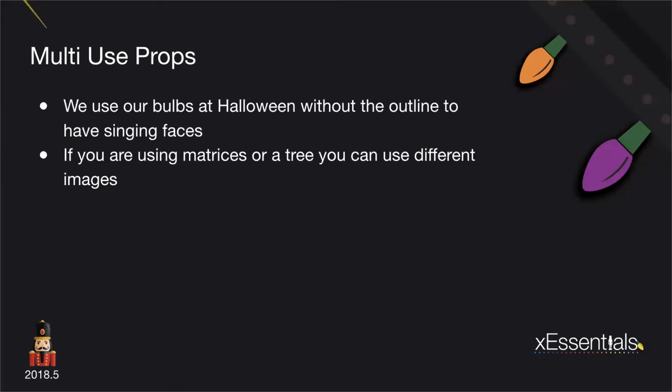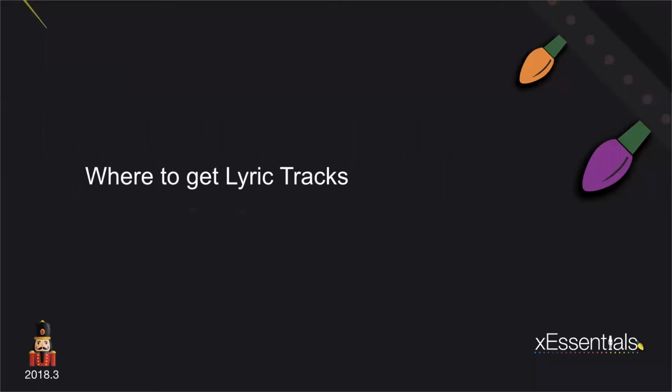If you're using matrices, or if you have your pixel tree, your mega tree out, at Halloween time or any other time, then you have a lot of variety in what faces you can use. We didn't get a pixel tree up this year. We were lucky to get any show up this year, so we didn't get to use the singing faces on them. But that gives you that variety. So where to get lyric tracks? That is going to be the next step. So you've decided you want your P5 panels or your P10 panels, or I can see some of you are thinking about upgrading to P5s from your P10 panels.